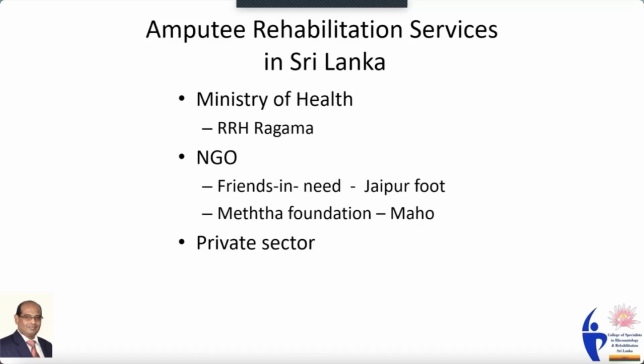One major issue with some of these private sector ones is that the prosthetic training part is not there, which is not very good.